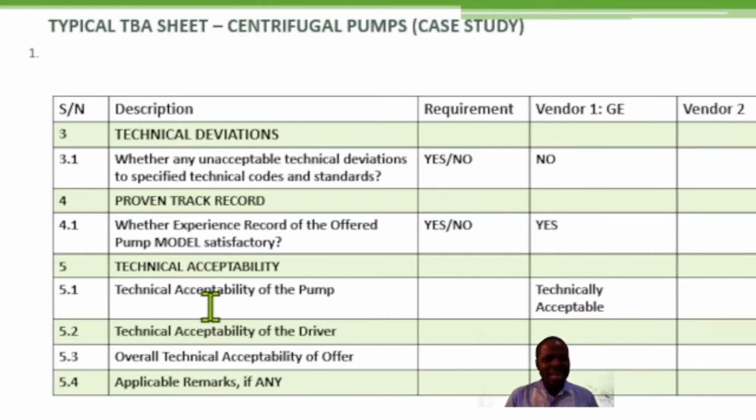So now you will indicate technical acceptability of the pump. If it is technically acceptable, you will indicate on the technical bid analysis sheet. If it is technically not acceptable, you will also indicate, because you will also have to pass this your TBA, your technical bid analysis sheet, to another department, say contract and purchase, where you have to look at other conditions, other criteria, such as operating costs and some other criteria.